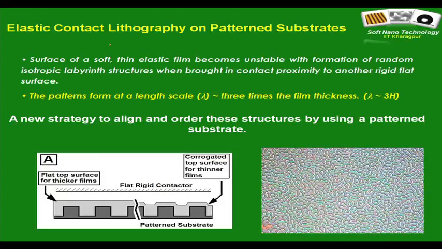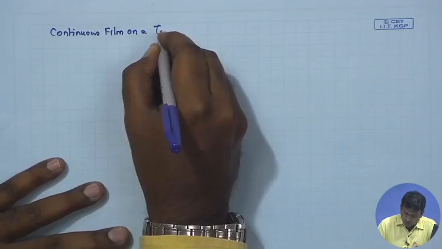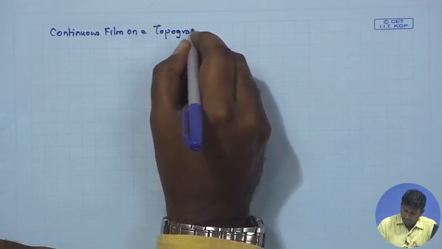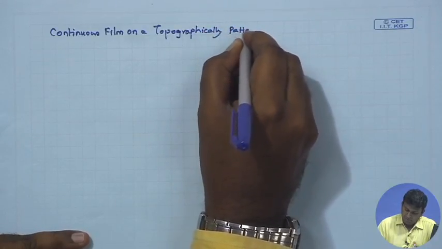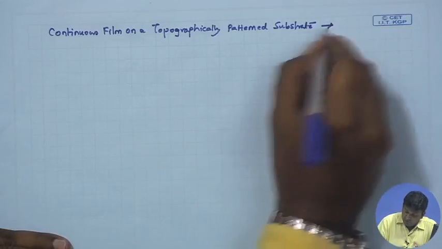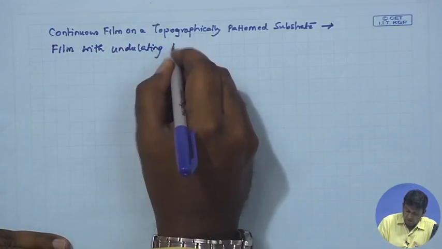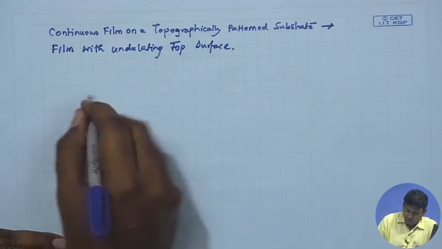Of course, one can also use in a bit clever way a flat contactor and a patterned substrate, because only a couple of lectures back, in the context of spin coating on a topographically patterned substrate, we have discussed that if you have a continuous film on a topographically patterned substrate, it in fact leads to a film with undulating top surface.